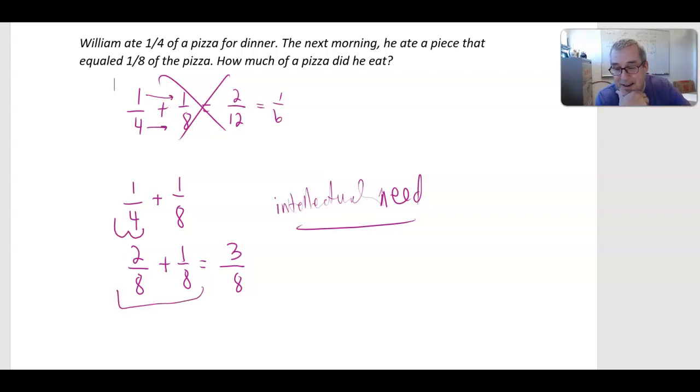Now, as a teacher, I might need to formalize the thinking and help students to formalize the thinking like this, but that's where we're going with addition of fractions.